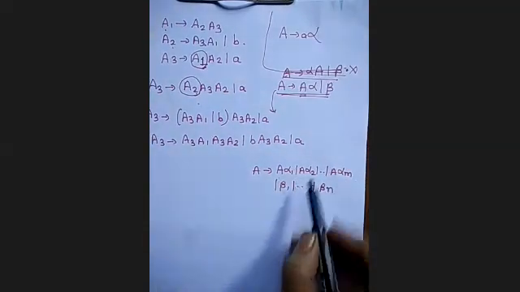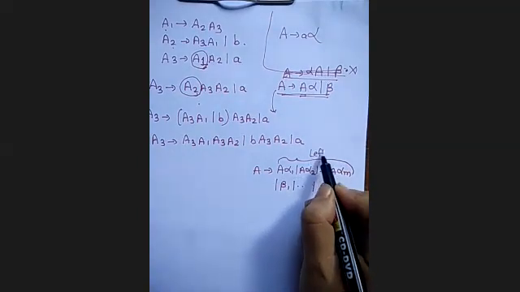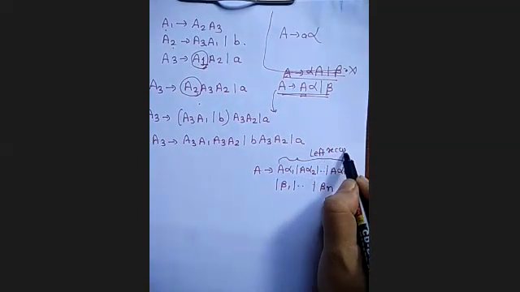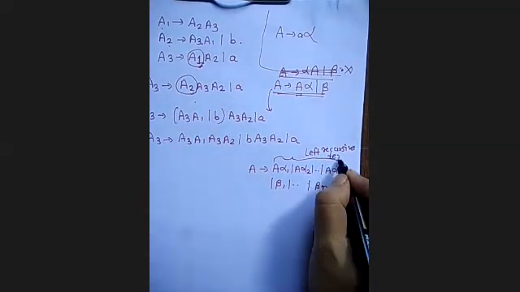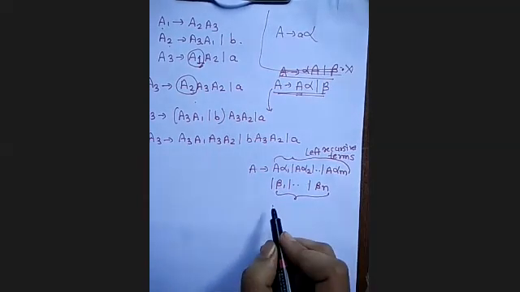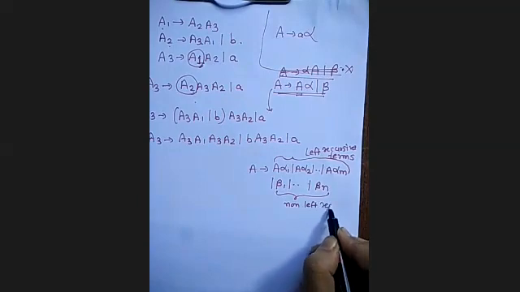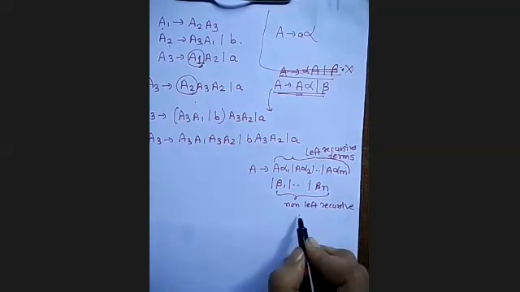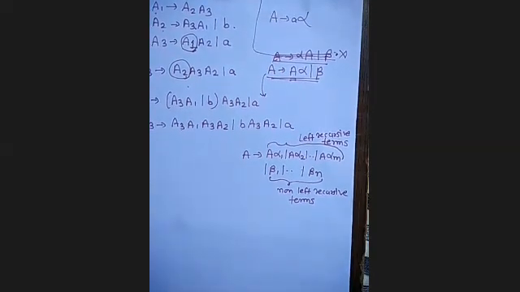Okay. So these are known as what? These terms are known as the left recursive terms. These beta 1 to beta n are non-left recursive terms. Okay. So what is the rule? You can note it down also.